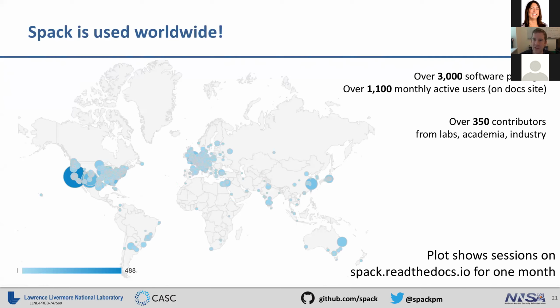There's over 1,100 monthly active users on the doc site, and we have over 300 contributors total. And this is a plot from Google Analytics showing where everyone's from. And so you can see that Spack's used in a whole lot of places. It's pretty concentrated here in the US, and then there's this giant dot around Livermore. But then there are lots of other sites using Spack, both in the US and in Europe. And also, we have some Brazilian users, and we've gotten Chinese and Japanese users, and even Australia as well. So there's a fairly large community around this.